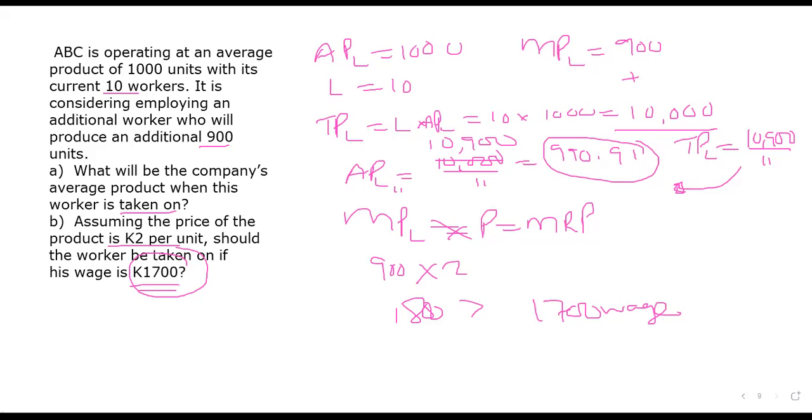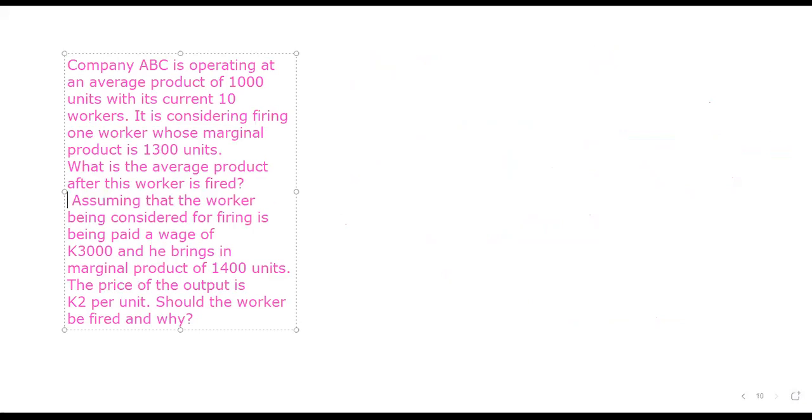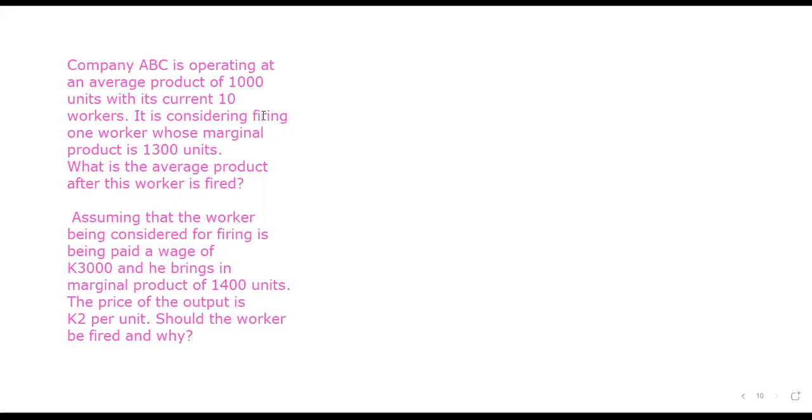All right, let's look at the reverse and try to brainstorm with me. We're told that, in an opposite scenario, somebody was fired. So here's the storyline: a Chinese company is operating at an average of 1,000 with its current 10 workers. It's considering firing one worker whose marginal product is 1,300. What is the new average when the person is fired? Who wants to try?